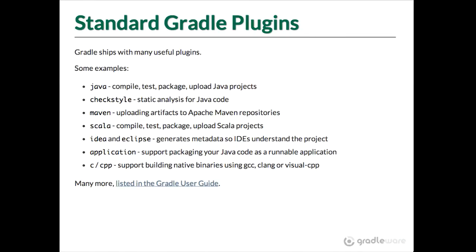Application plugin, which allows you to create an installation of a Java application that you can run with start and stop scripts, start scripts anyway. And this morning we were talking about native binary support, so that's applied by a standard plugin. There's many more. You can find them in the Gradle user guide. There's a chapter on each one.